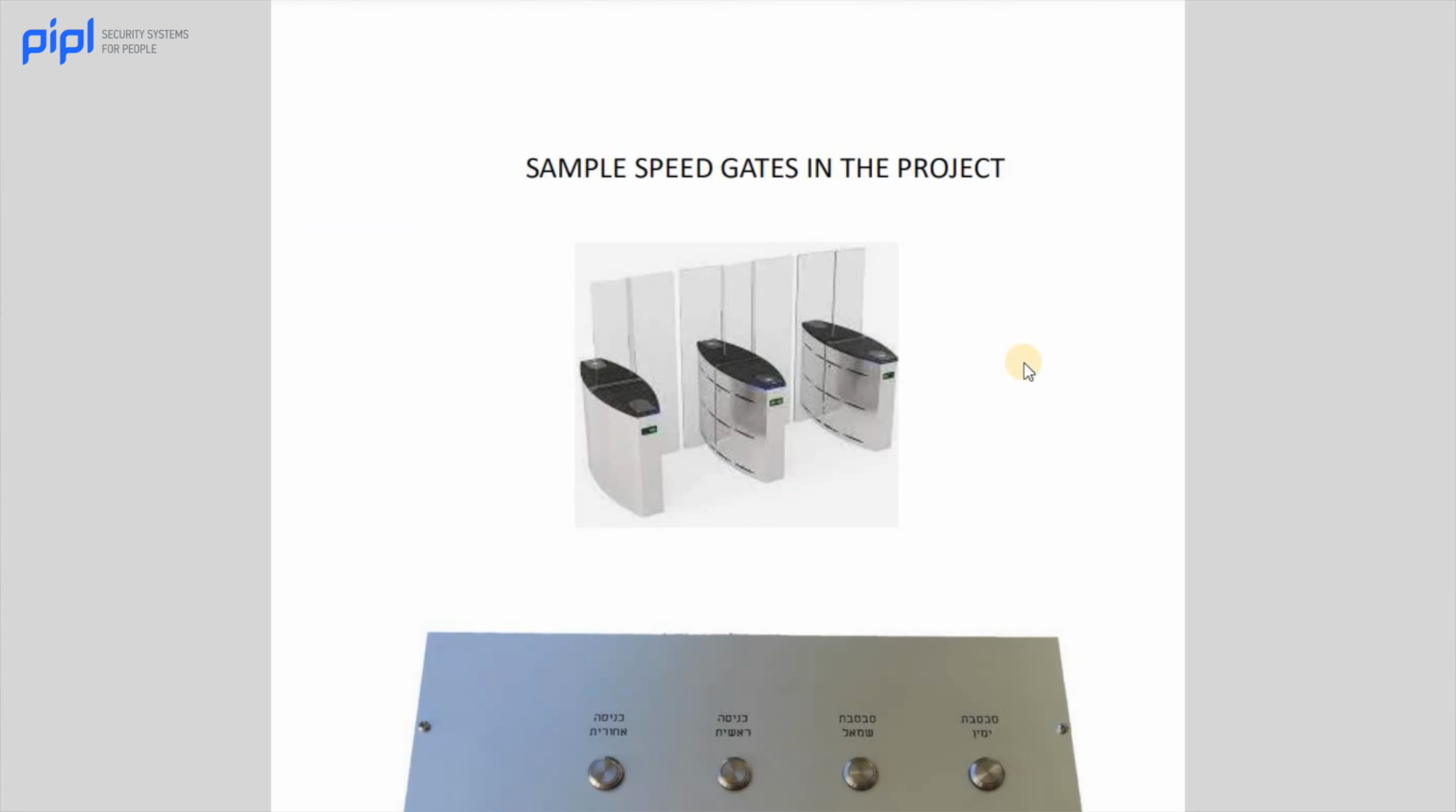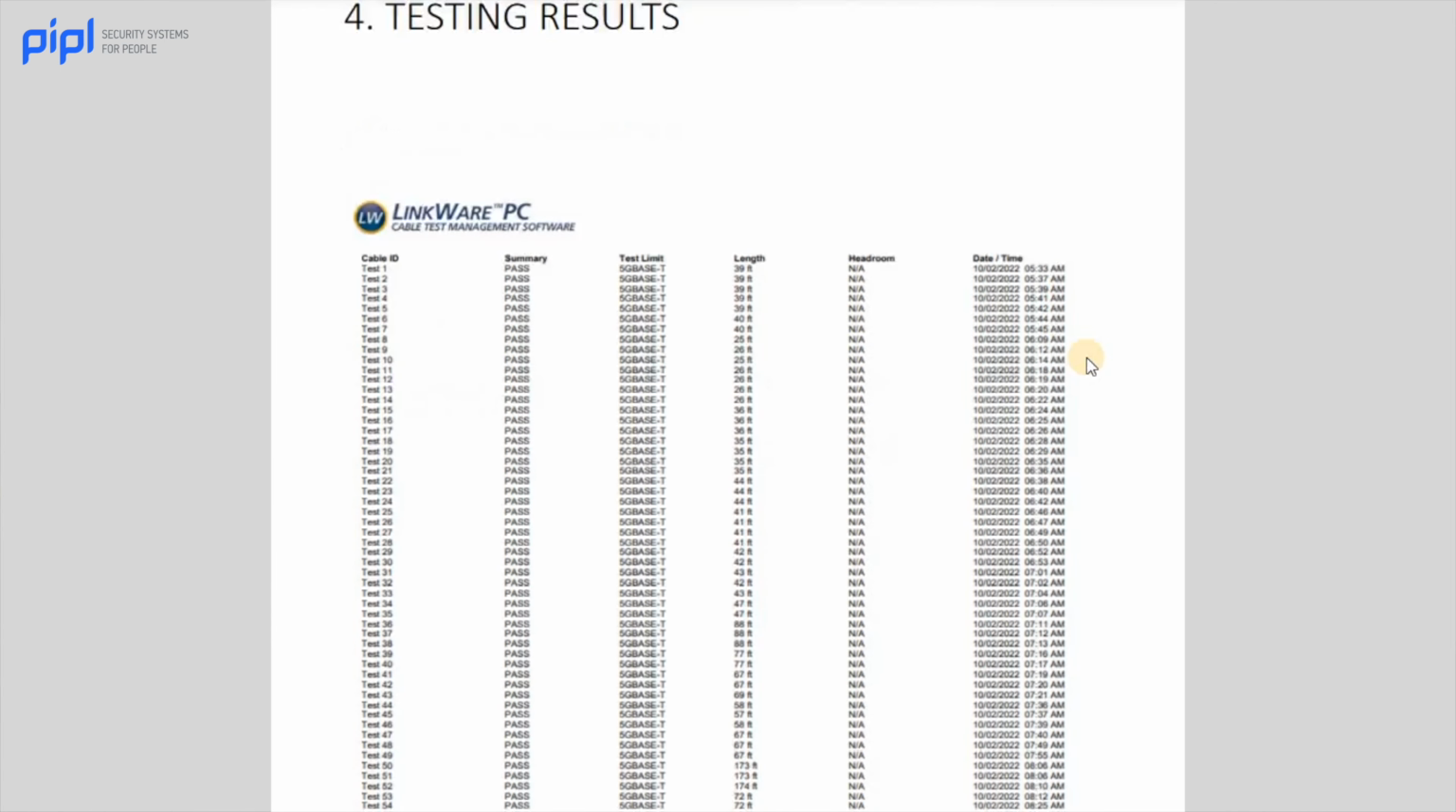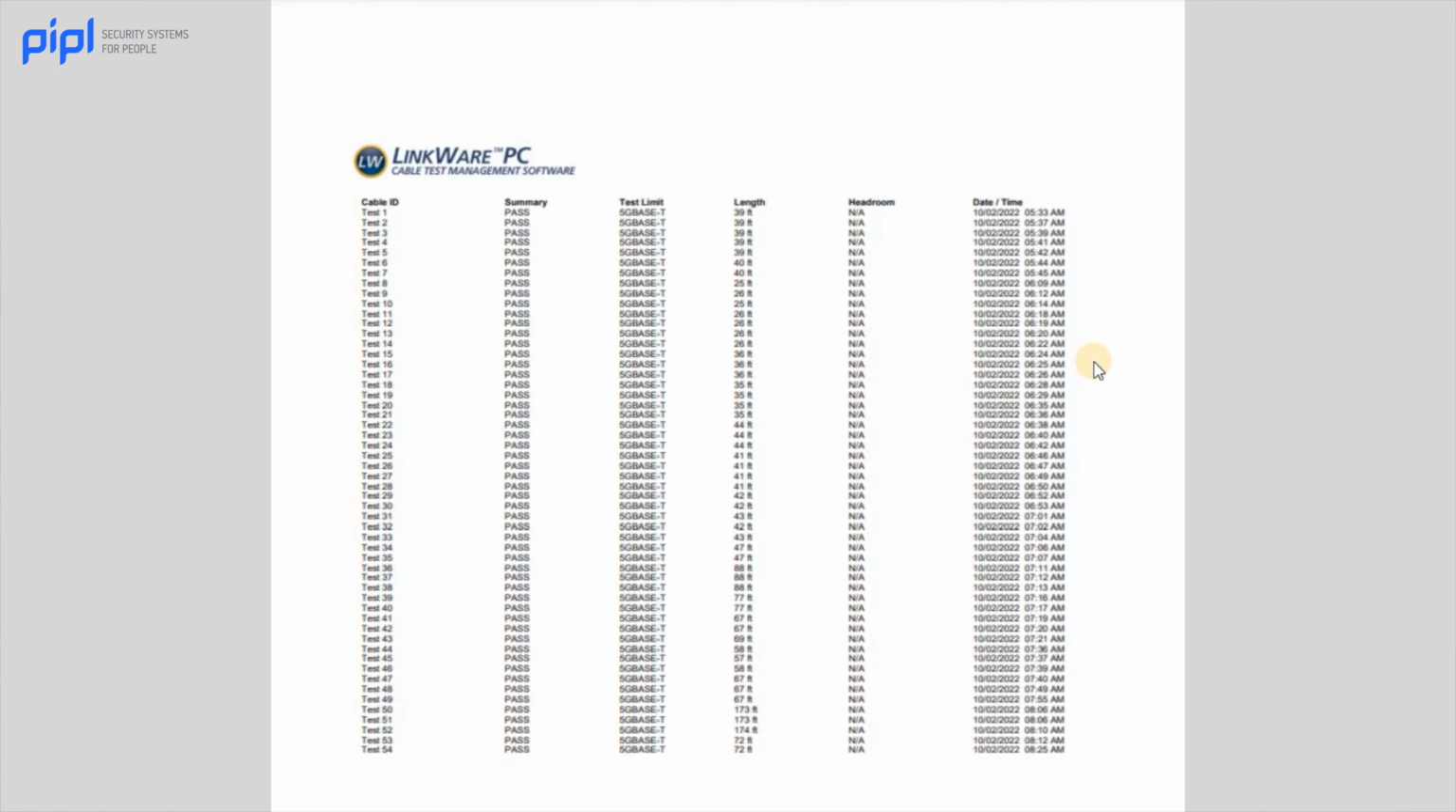Speedgate. Now again, it depends on the project. This is just showing what kind of Speedgate would be used in the project itself. And now the testing results. This is an important part.